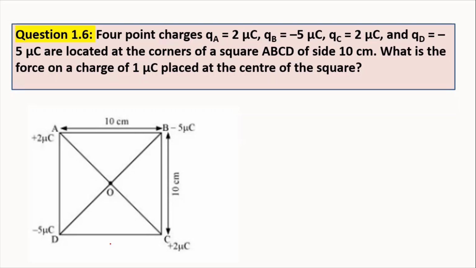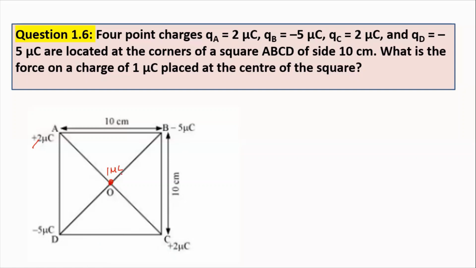So this is the diagram; for this question you have to draw the diagram. As you can see in the diagram, there are 4 charges placed. One is plus 2 microcoulomb, QA, at point A. QB is minus 5 and QC will be again plus 2. QD will be minus 5. Now at the center of this, there is a charge of 1 microcoulomb at this point.